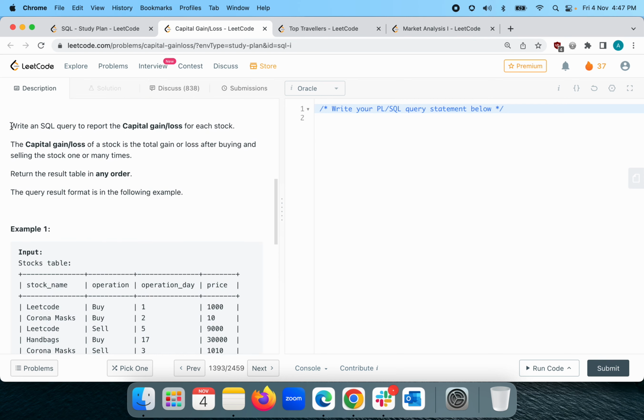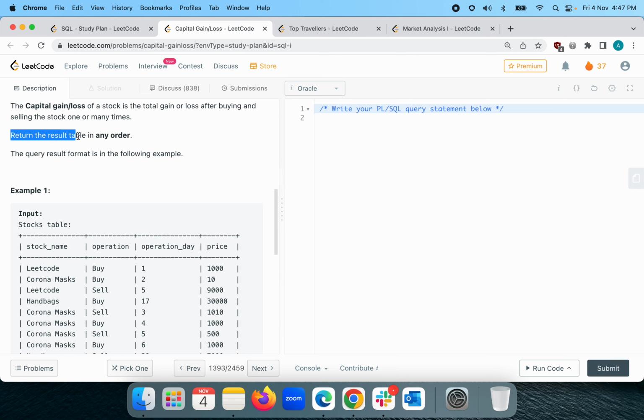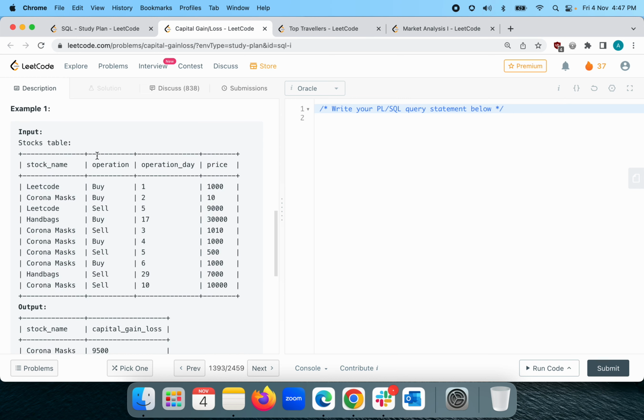Let's see what is asked in the question. Write an SQL query to report the capital gain/loss for each stock, and return the result table in any order. So order doesn't matter here. Let's see through an example.